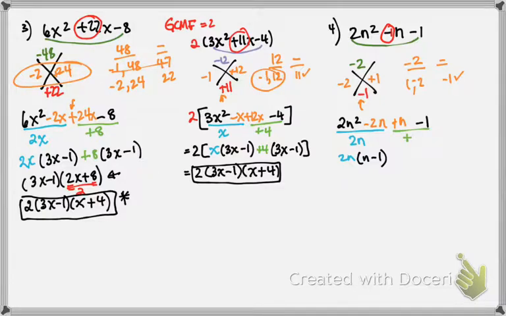And then for these two, I'm going to pull out a positive 1. Remember, if you can't find anything else, they always have 1 in common. And that gives me n minus 1. Awesome. So the miracle occurs. And my answer is the quantity n minus 1 times the quantity 2n plus 1.